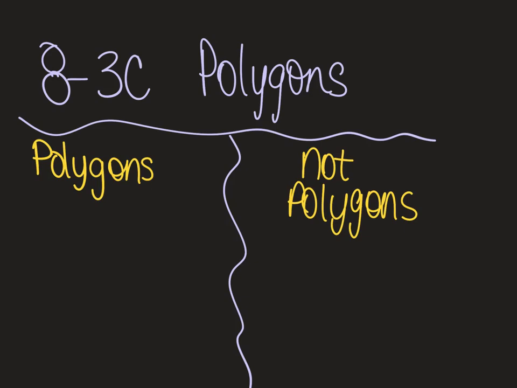Today's video is Chapter 8, Lesson 3C. We're going to talk about polygons. So I'm going to draw some figures down here that are polygons and some that are not, and you try to decide what makes a polygon a polygon.